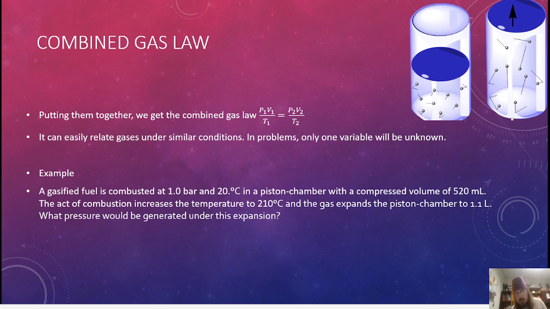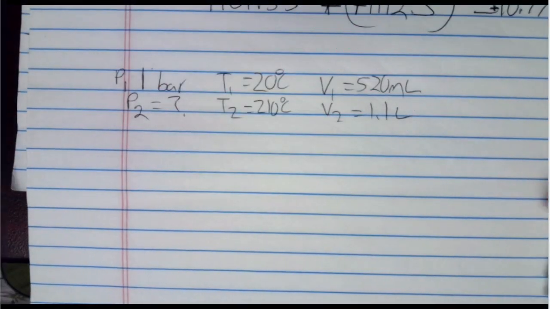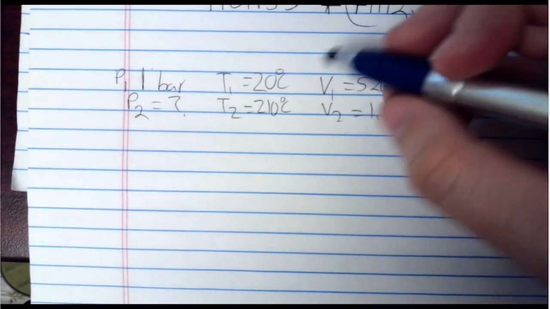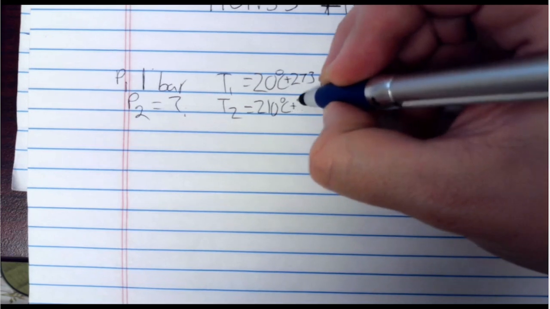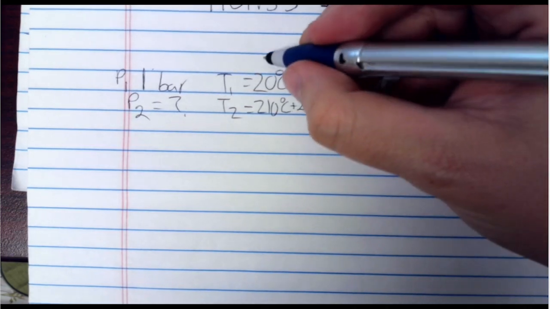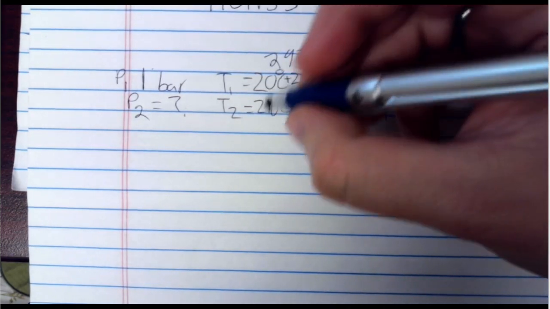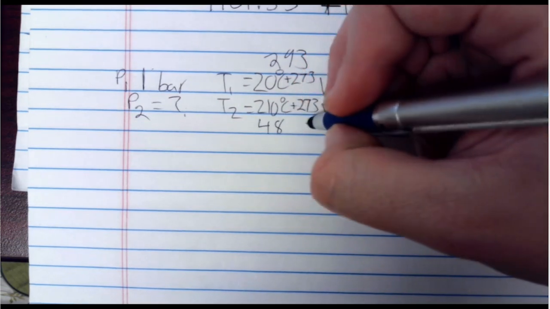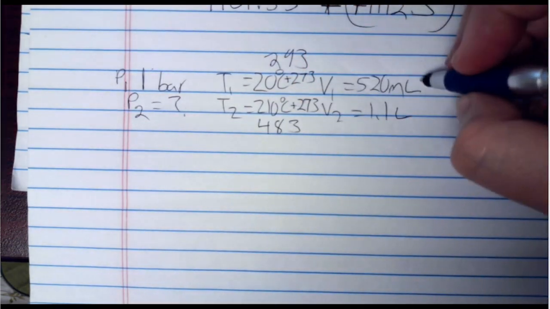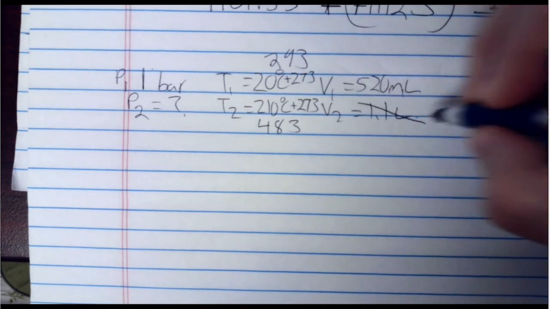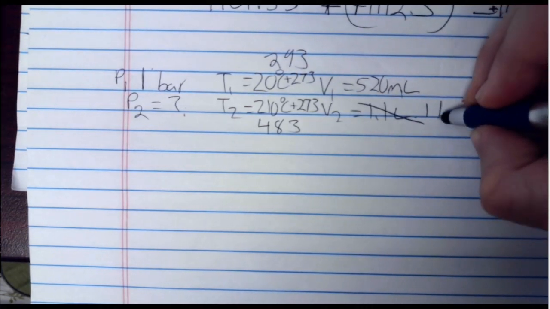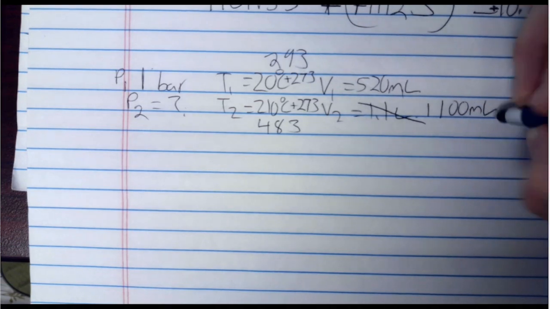One of the key features here is that we need to convert everything into the proper units. 1 bar, I can leave that in bars. 20 degrees, we need to add 273, so this becomes 293. 210 plus 273 becomes 483. This is milliliters, this is liters. I'm going to convert this into milliliters, so 1100 milliliters.